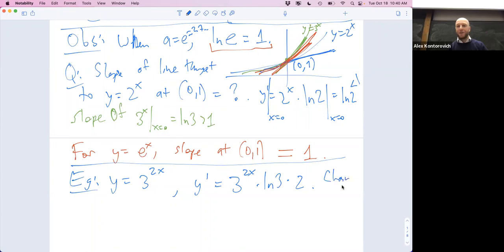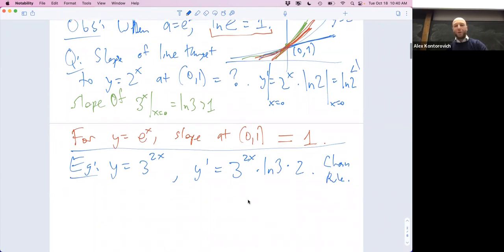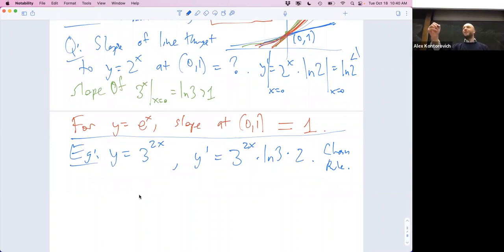Method one is chain rule. Let's do all three. Method two was to simplify, I think somebody said. Okay, so how would you simplify this? Exactly. 3 to the 2x is 3 to the 2 to the x, because 3 to the 2 to the x is 3 to the 2x. And 3 to the 2 is 9. So 3 to the 2x is the same as 9 to the x. And so we can differentiate using the exponent rule. So this will be 9 to the x times log of 9.